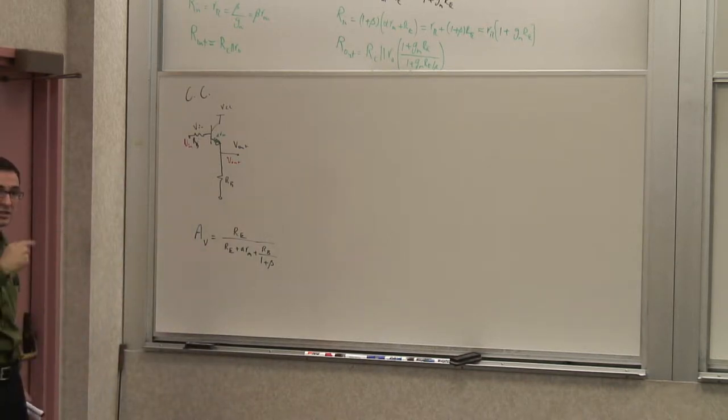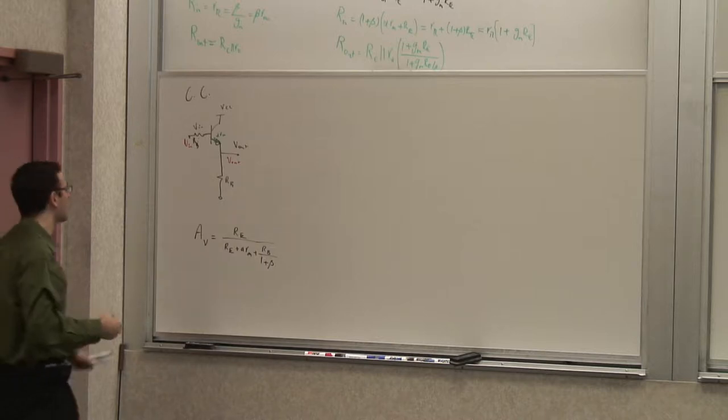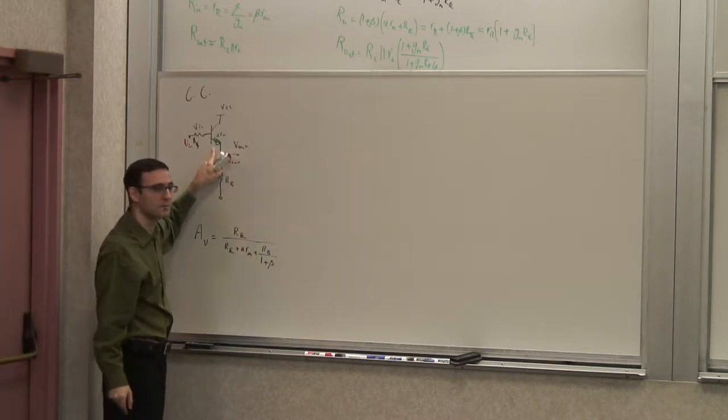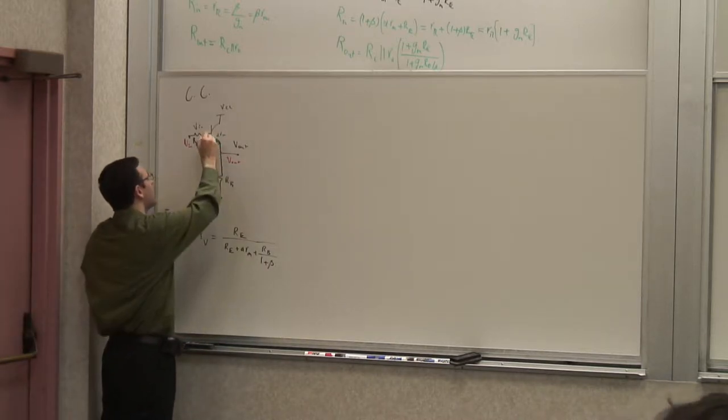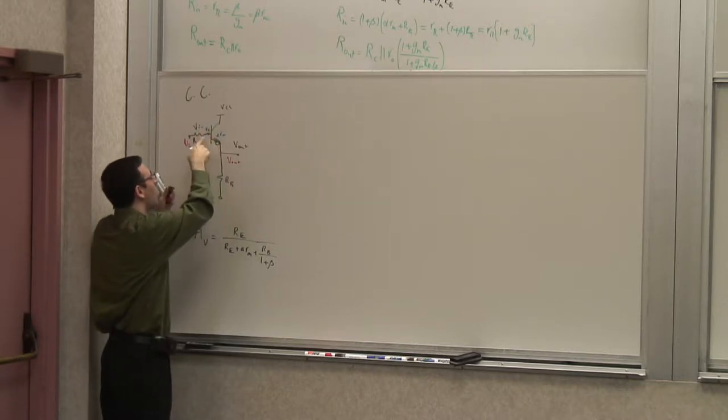For as long as it's on the emitter side. If I take it out and want to put it on the base side, it gets multiplied by 1 plus beta, so it becomes R pi. So if I were to put it here, I do R pi, but I do one or the other, I don't do both.